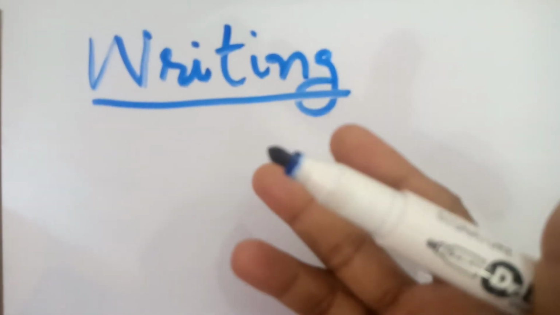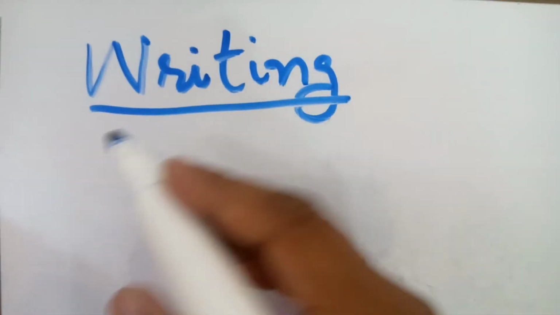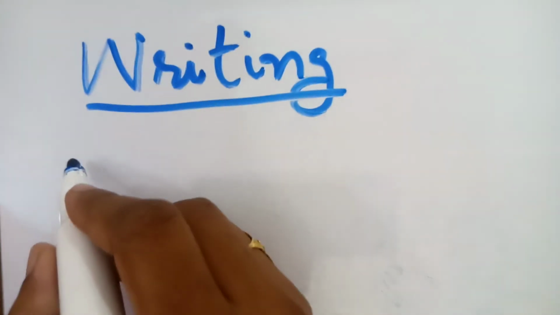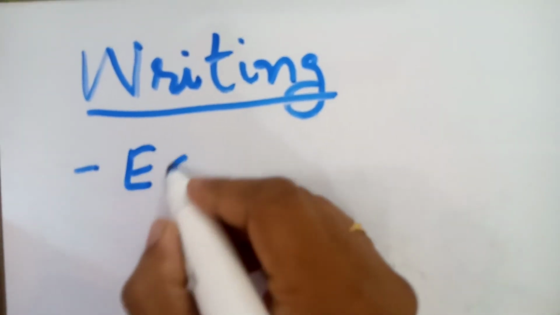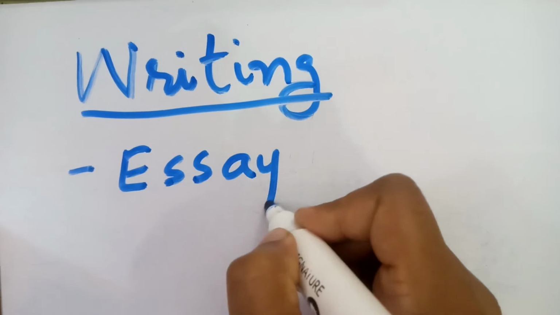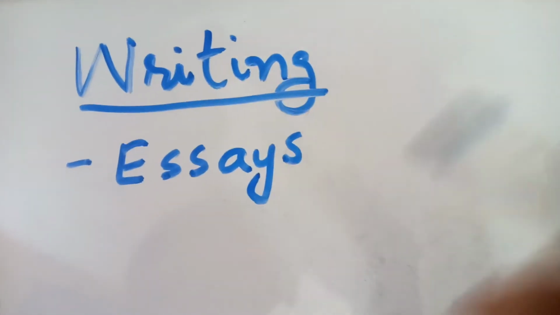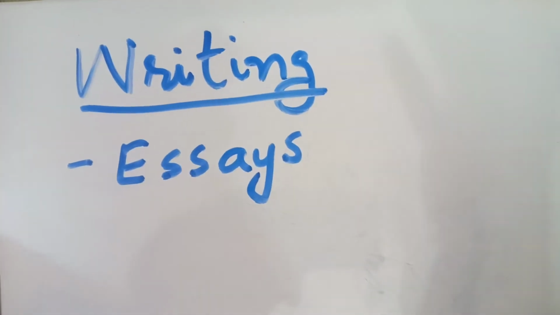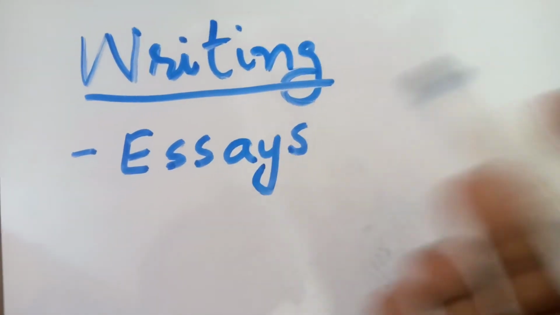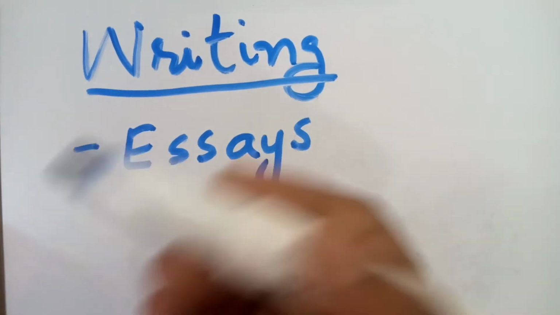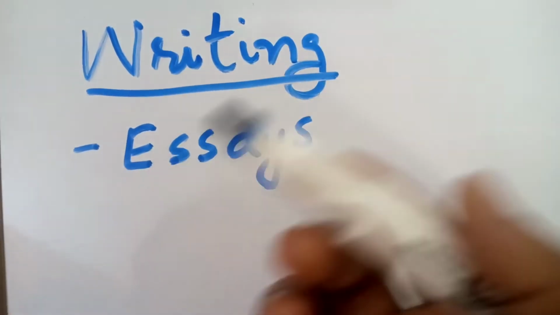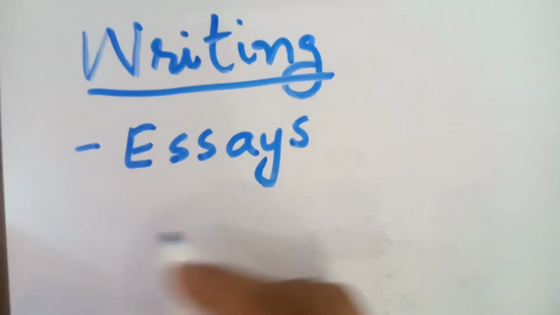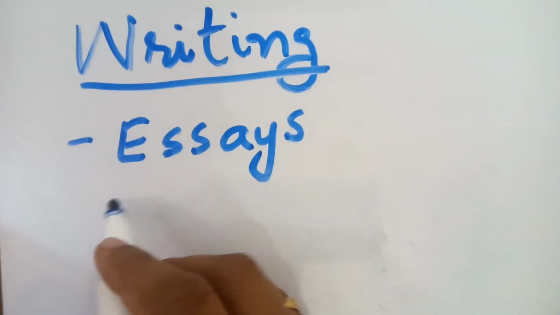Then comes the writing part. Number two is the writing part. What should we write in order to improve our writing skills? We need to write essays. An essay is basically a note about any topic. We can have any topic, and on that topic we can write different sorts of essays. For example, an essay about my hobby, my school, my teacher, my family, whatever. We can have essays on different topics.